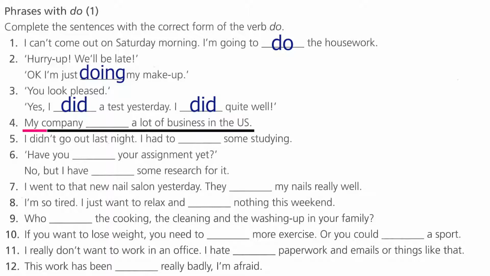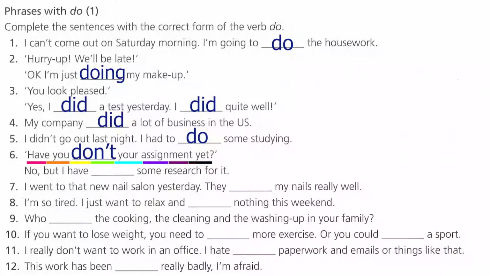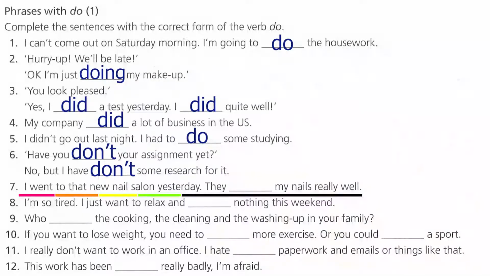4. My company did a lot of business in the US. Or it might be my company does a lot of business in the US since I have no tense marker here. 5. I didn't go out last night. I had to do some studying. 6. Have you done your assignment yet? No, but I have done some research for it. 7. I went to that new nail salon yesterday. They did my nails really well.